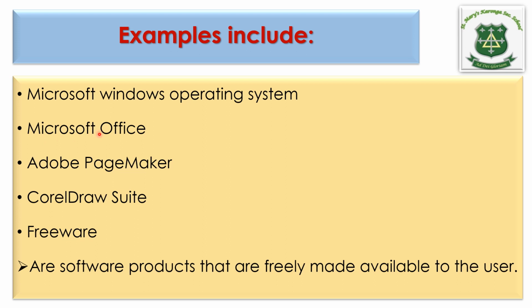For example, Microsoft Office and the Windows operating system, these ones come with a license. You need to have a license. Adobe PageMaker, also sometimes you need to have a license. I should say even the Corel Draw, you need to have the license. But there is also the freeware sometimes, which is free there on the market.